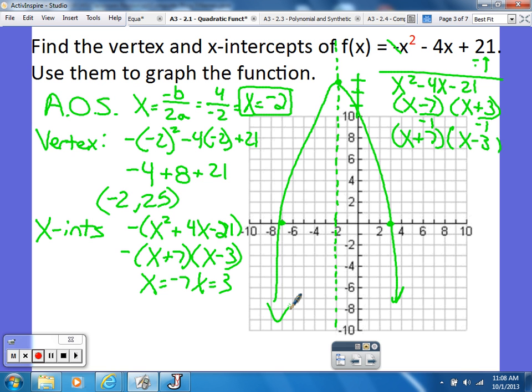Why did I have to make a table on the last one? What? Okay, but why else? Let's go ahead.